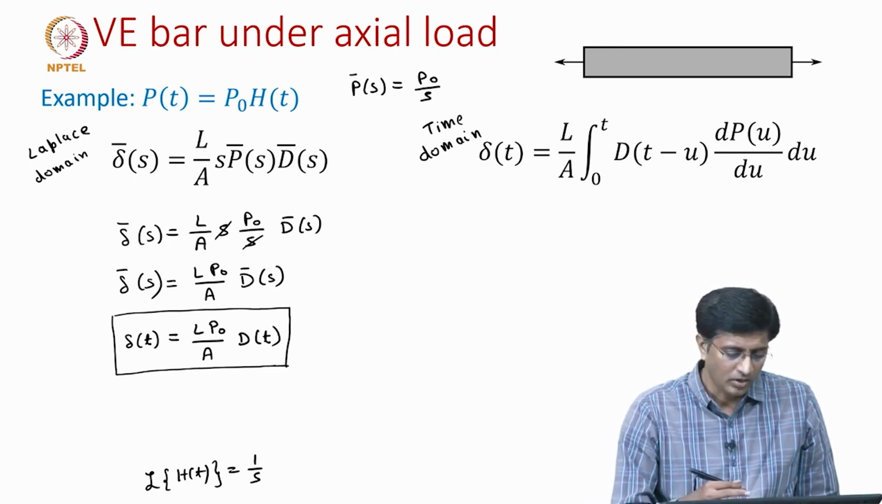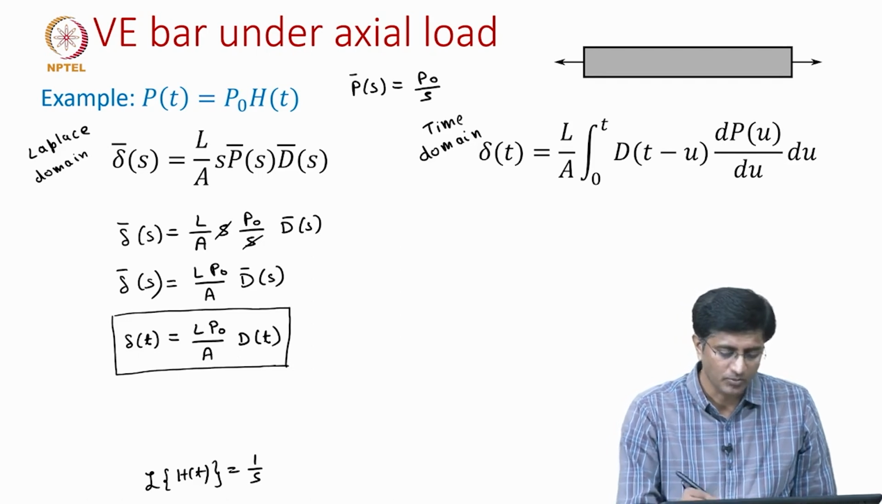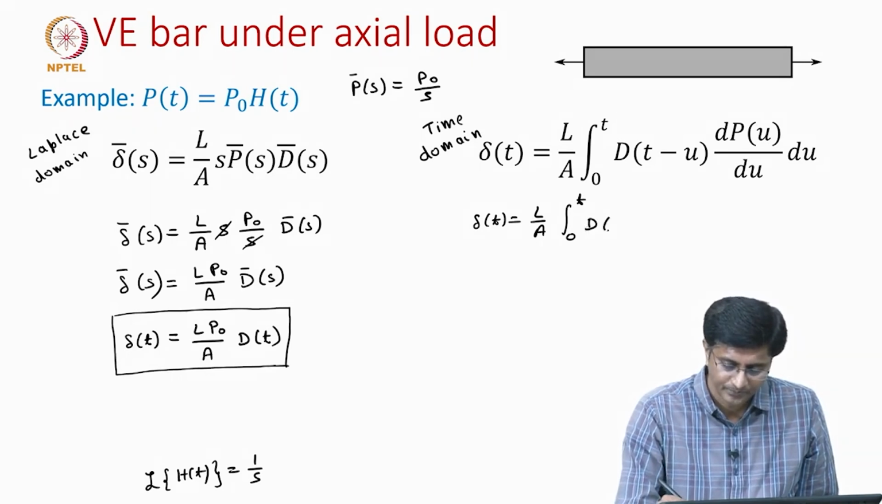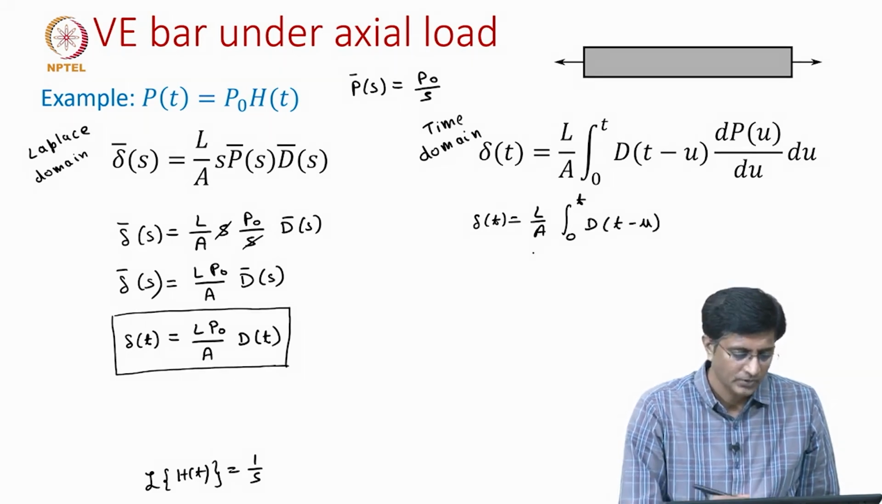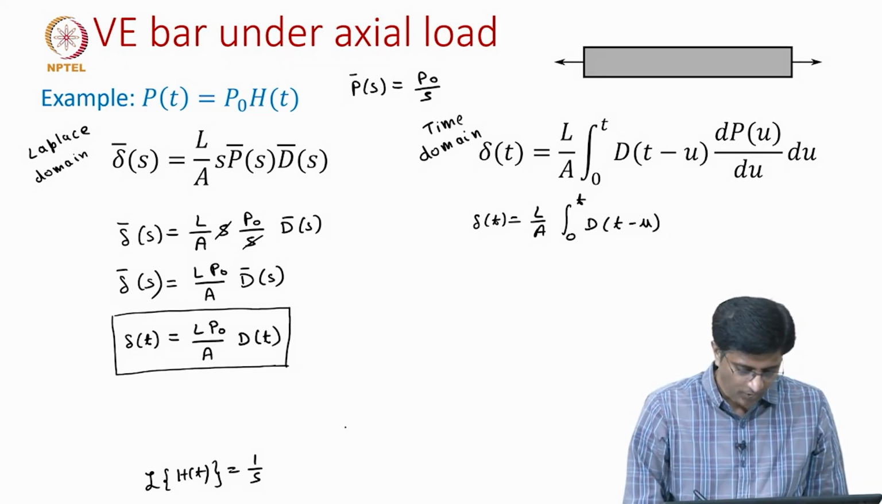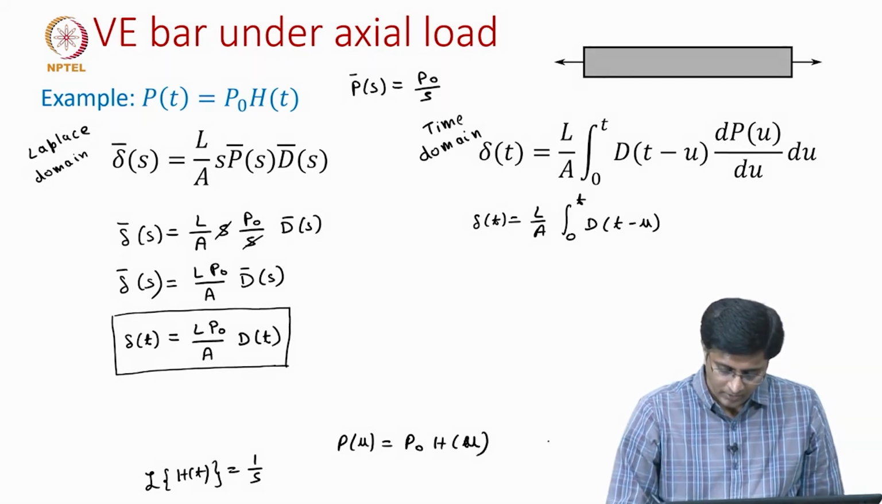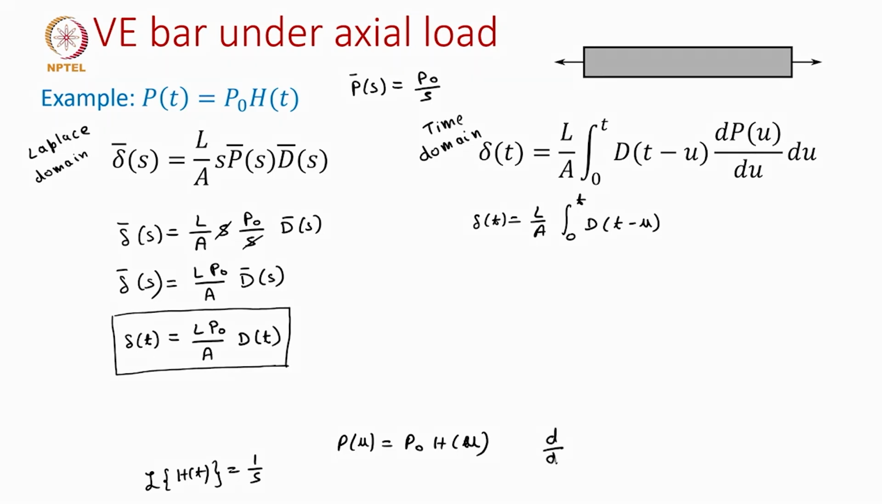Now let us see how we can use this integral to solve the same problem. L by A, now I will still keep this D of t minus u, but substitute P of u. So for this problem we have seen P of u is P naught times h of u, and if we take the first derivative, d by du of P is given as P naught times the derivative of the step function, which we know is the Dirac delta function delta of u.